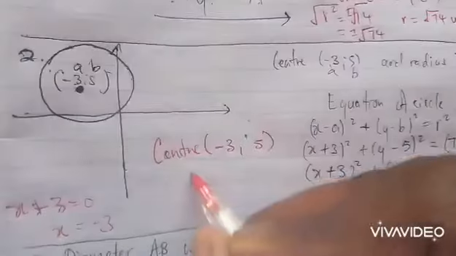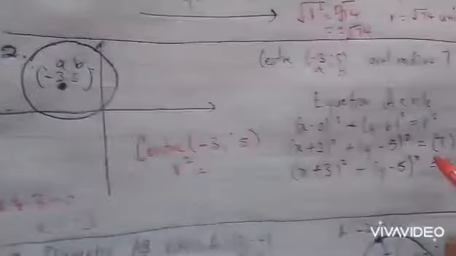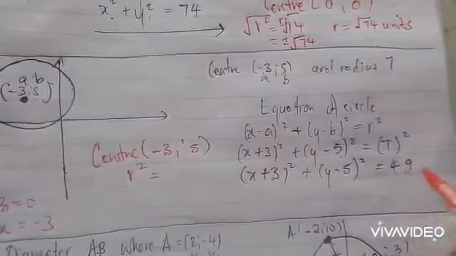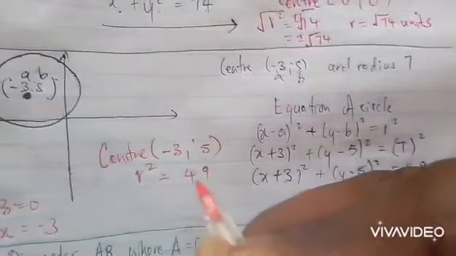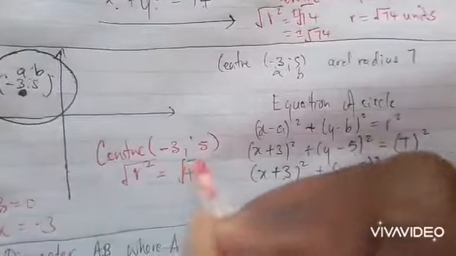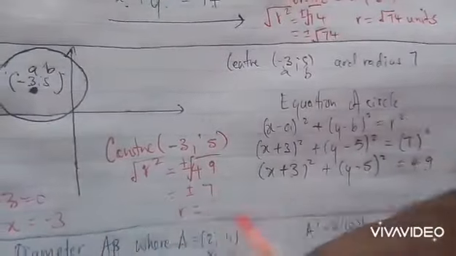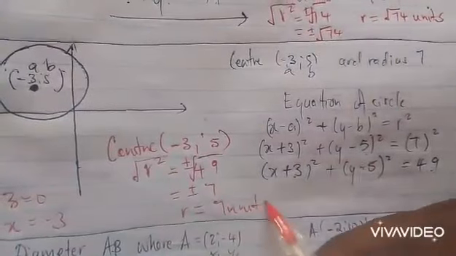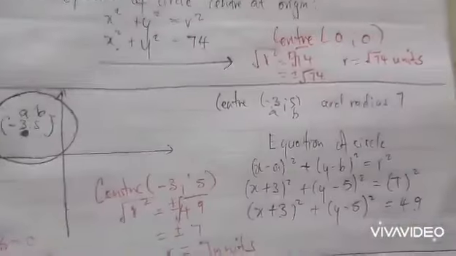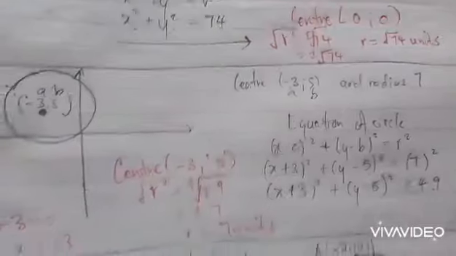That's our center. And then what's our r squared? Our radius squared is this 49, because that's for r squared. Square root of that, plus or minus, which is plus or minus 7. Then we take the positive 7 units. So that's how we find the center if it's given like that.